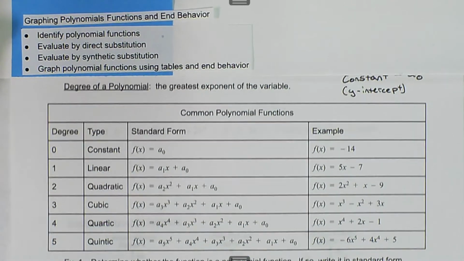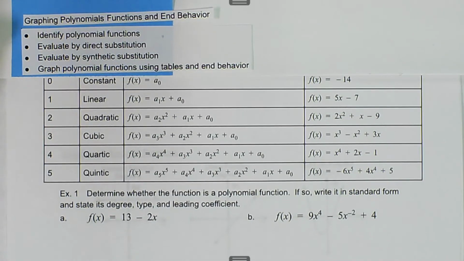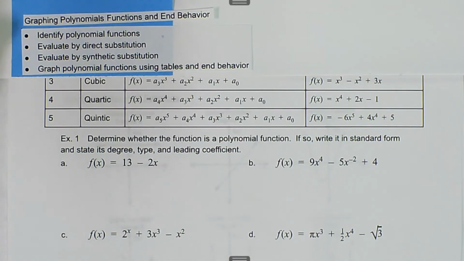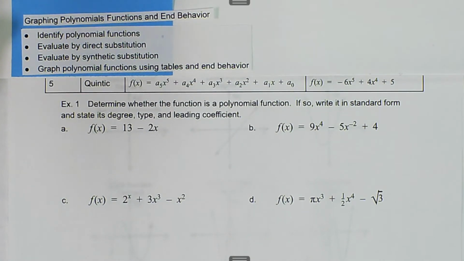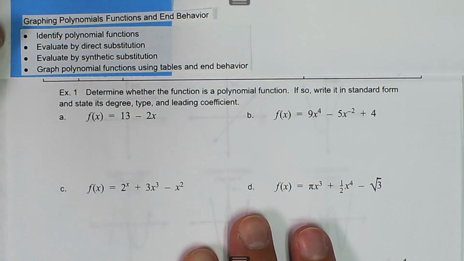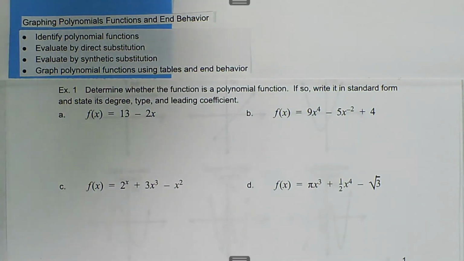Now we can take a look at a couple examples. Determine whether the function is a polynomial function. If so, write in standard form and state its degree, its type, and the leading coefficient. So in this case, we got to think back to the earlier example when it said polynomial functions can't have negative exponents, can't have rational exponents, and can't have any variables in the exponent.